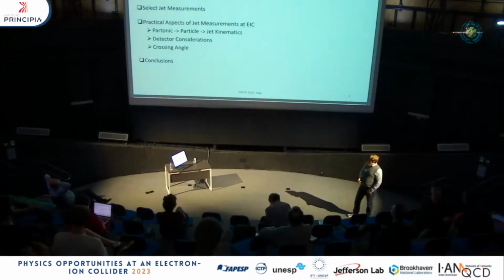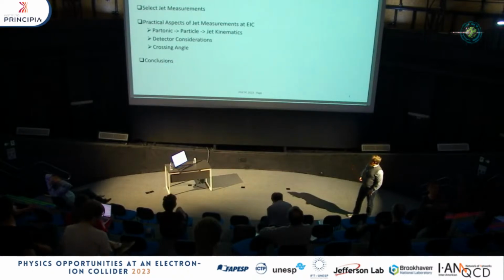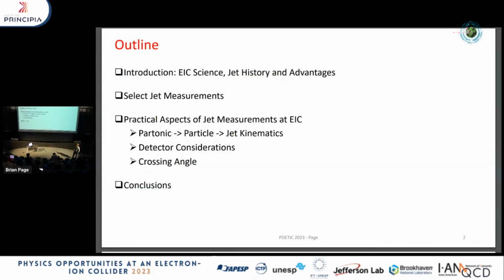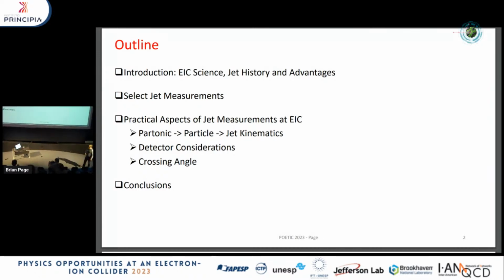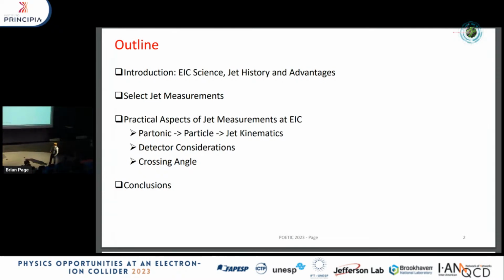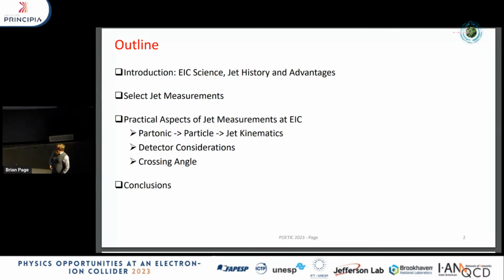So I'll give a brief outline. I'll start with a quick introduction to the science we want to do at the EIC, as well as a little bit of history of jet measurements at the EIC, and then going through some high-level advantages of those observables. Then I'll talk about a few select measurements, which I think highlight some of the attractive features of jets.